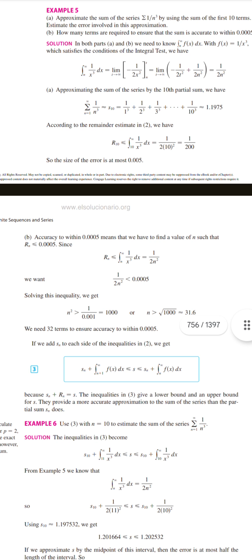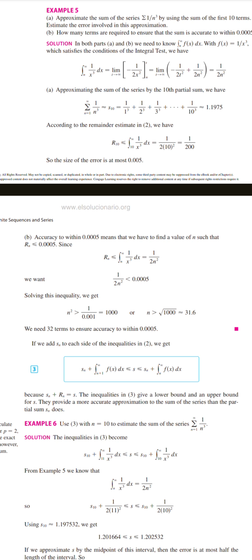B. Accuracy to within 0.0005 means that we have to find a value of n such that R sub n is less than or equal to 0.0005. Since big R sub n is less than or equal to the integral from n to infinity of 1 over x cubed dx, equals 1 over 2n squared.